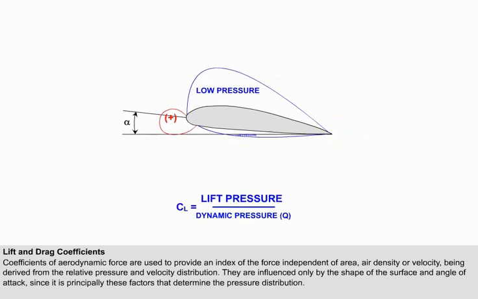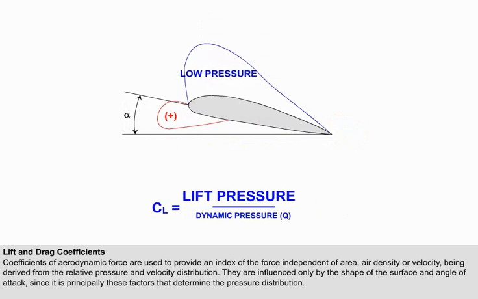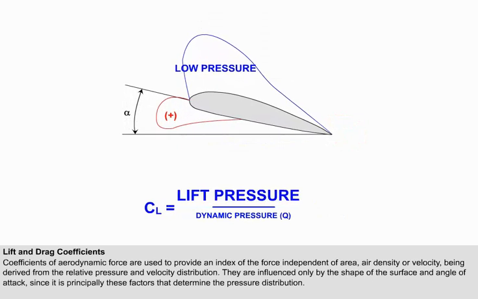We need to use coefficients of aerodynamic force, as they provide an index of the force, independent of area, air density or velocity, being derived from the relative pressure and velocity distribution. They are influenced only by the shape of the surface and angle of attack, since it is principally these factors that determine the pressure distribution.